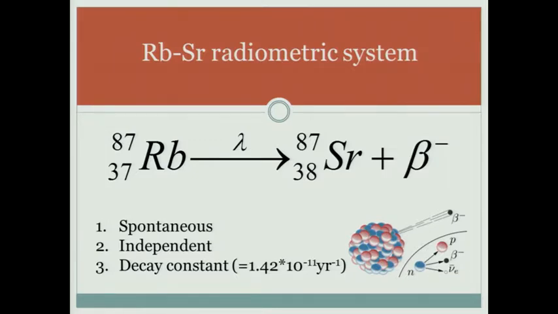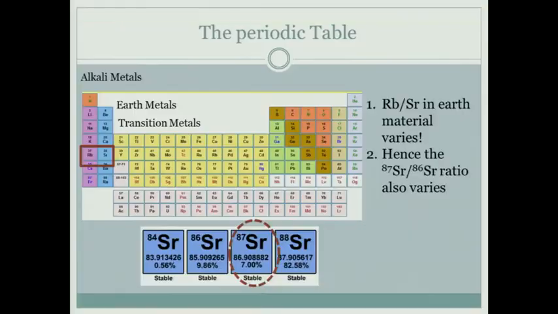And it's based on a very simple radioactive decay of rubidium-87 to strontium-87. And then we have a beta as well. So this decay is spontaneous, is independent, and the decay constant is very, very long. So we have this decay which produces strontium-87 from rubidium. Strontium-86 is not a decay product.